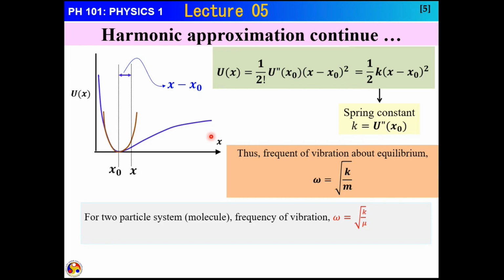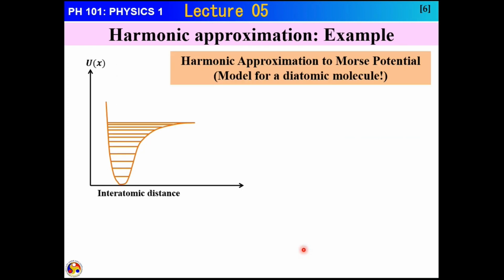For two particles, the frequency of vibration is given as omega equals root of k by mu, and here mu is just the reduced mass, where we write reduced mass as m1 m2 divided by m1 plus m2, where m1 and m2 are the masses of the two particles attached to the spring. Another example which I am going to present is called the harmonic approximation to the Morse potential, and this is a model for a diatomic molecule.